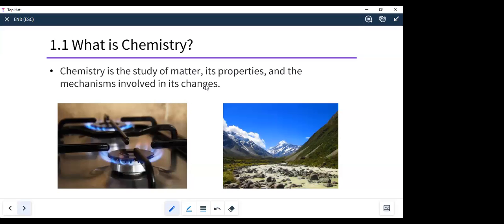Starting here then, what is chemistry? Chemistry is the study of matter, its properties, and the mechanisms involved in its changing. Very technical sounding definition. Let's get to the real meat of it. Chemistry is the study of stuff. Physical stuff in particular. Because we know, by definition, matter is any substance that takes up space and has mass.